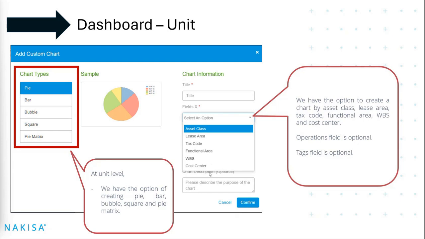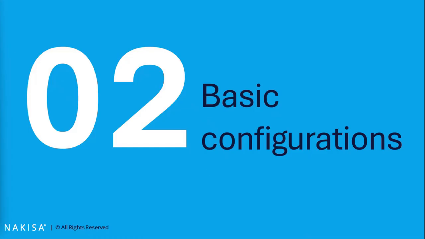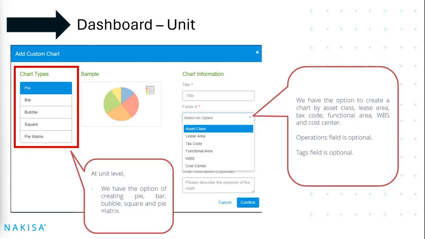And for unit level, we have similar chart types. And for the x-axis, we have the asset class, lease area, tax code, functional area, WBS, and cost center. So let's go to the application to see how we can use it.